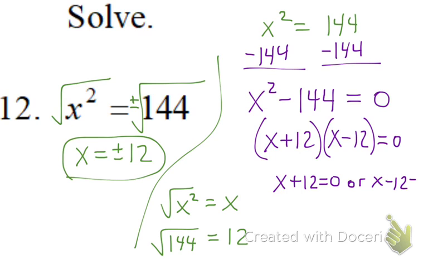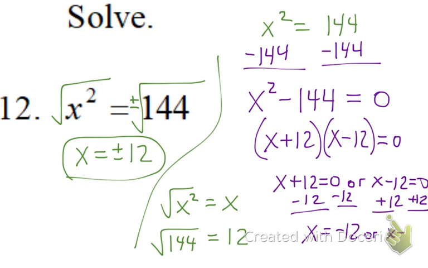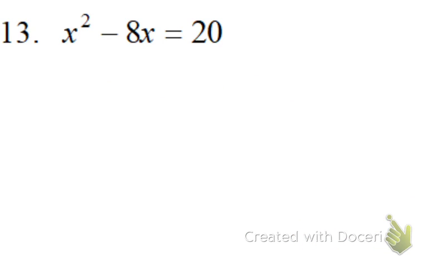Both of them are one-step equations. And so we'll subtract 12 to get the negative 12 answer. Add 12 to get the positive 12 answer. So either way works. If you do the first way, just make sure you do positive and negative. Let's solve by factoring.